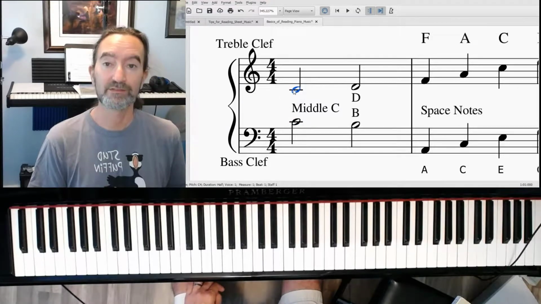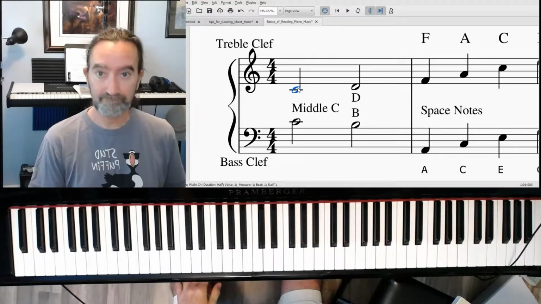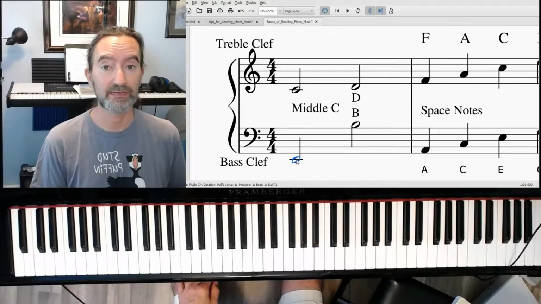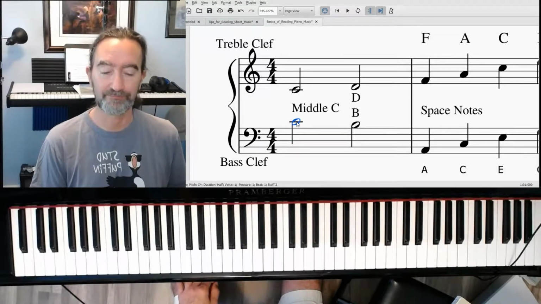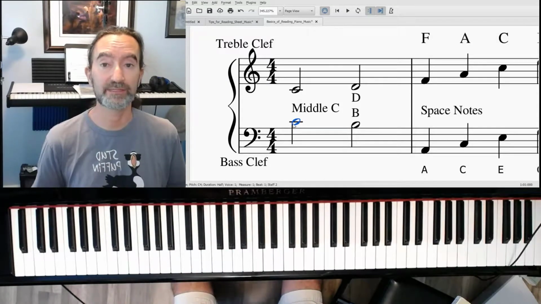Okay, so some other things to know about staff writing. If I was to move a note, I'm going to use my bass clef. I can move this note into any of the lines or the spaces. This is how we tell what note or pitch we're going to play or sing on whatever instrument. We're talking about piano, but this is going to be used for any instrument.